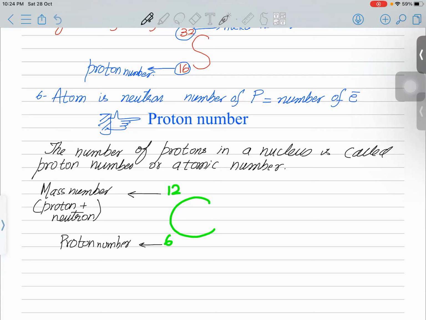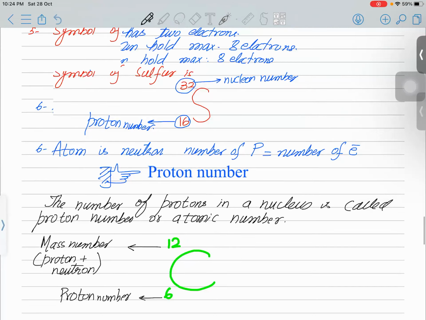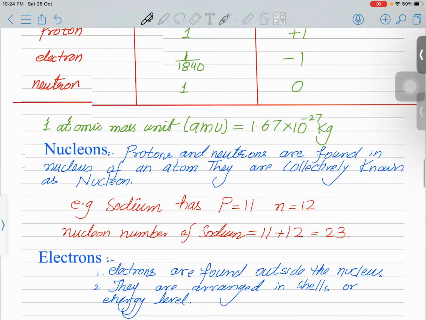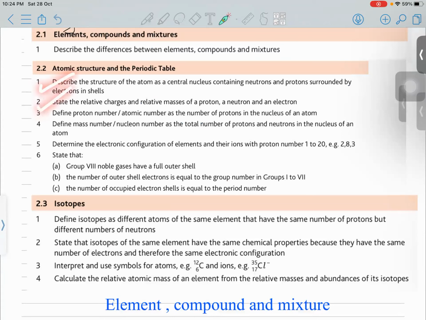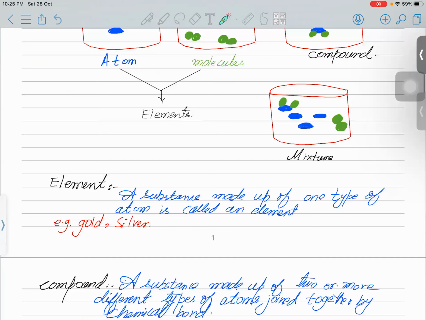Yes, sir. So we have discussed this. Describe mass number, nucleon number as the total number of protons and neutrons. Determine the electronic configuration of elements and their ions with proton number 1 to 20. Okay.